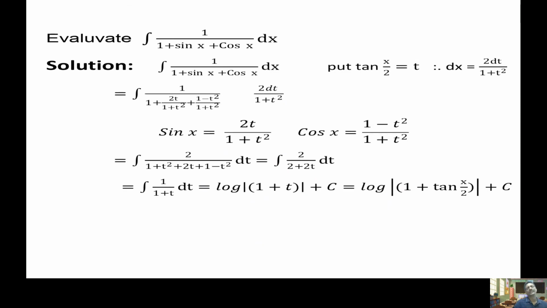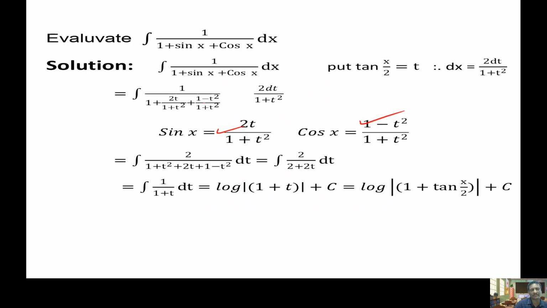Here, same type of problem. t is equal to tan x by 2, which means dx is equal to 2 dt by 1 plus t squared. Sin x is equal to 2t by 1 plus t squared, and cos x is equal to 1 minus t squared by 1 plus t squared. So what are you getting?